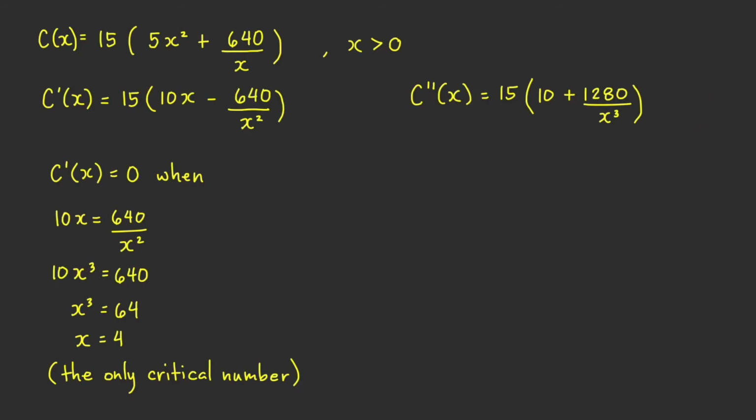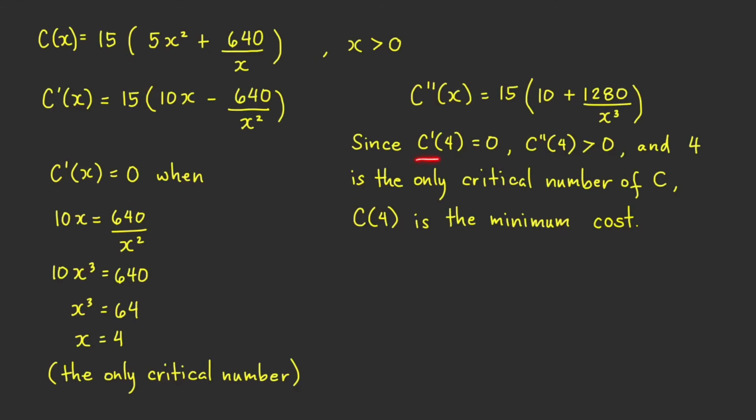So it is clear that for any x greater than 0, our second derivative is always greater than 0. So that means by second derivative test, since C prime of 4 is equal to 0 and C double prime of 4 is greater than 0, you have a local minimum at x equals 4. But since 4 is the only critical number of C, we are sure that this C of 4 is the absolute minimum. So therefore, C of 4 is the minimum cost.